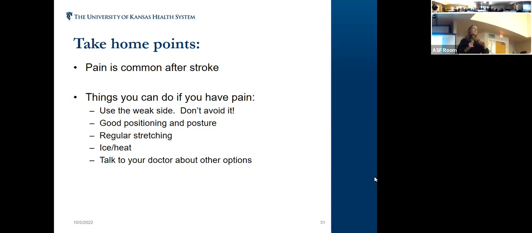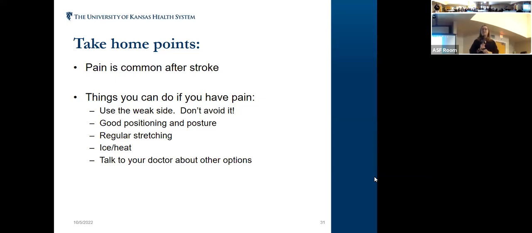So, things you can do on your own if you have pain. My biggest message is to use the weak side at all. If you can, even a little bit, don't avoid using it, especially if it hurts. Because if you use it more, it'll help it move better, and it'll help the pain go down. So try your best to use that side as much as you can. Try to have good positioning and posture when you're sitting and when you're walking. If you need a sling or a brace or something on your wheelchair to make that better, let your doctors or therapists know, because we can get that for you.